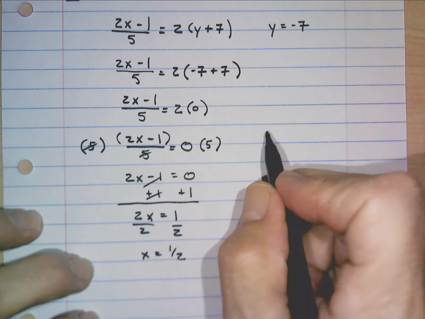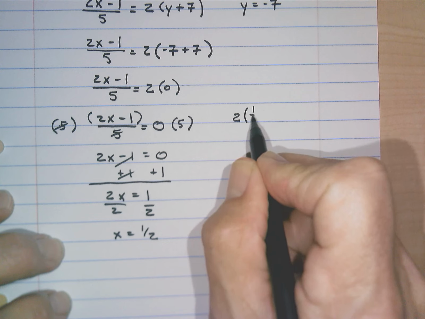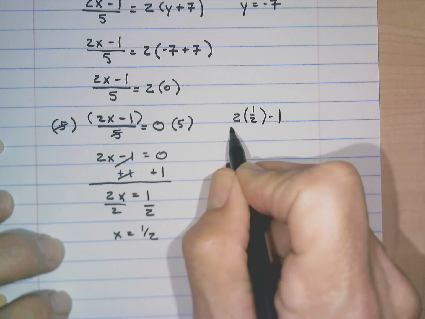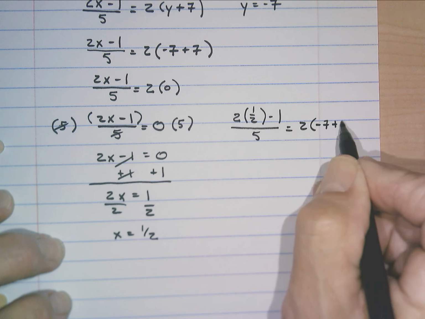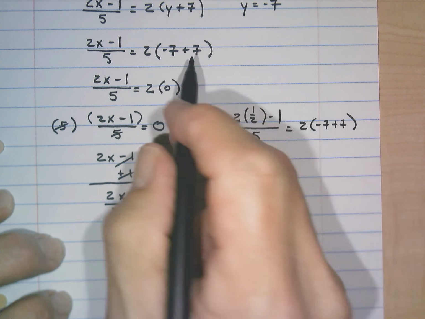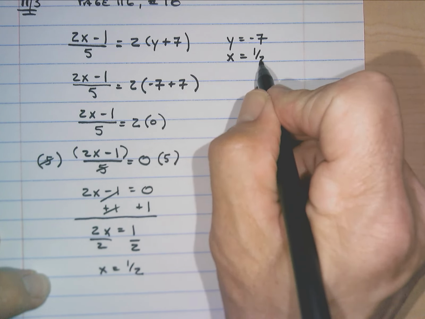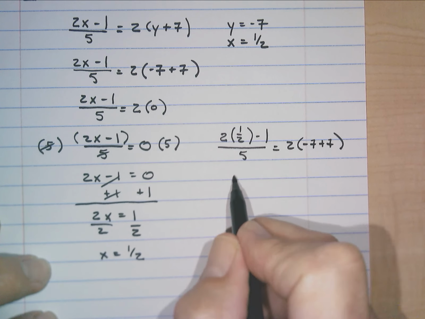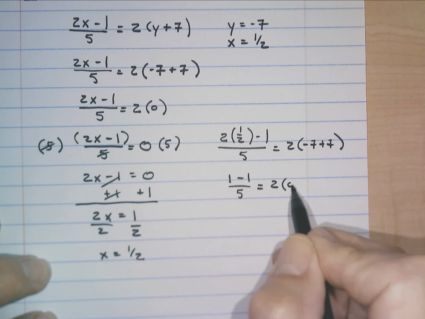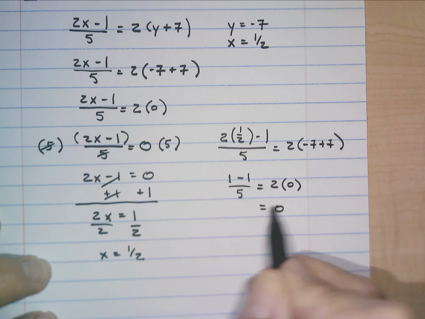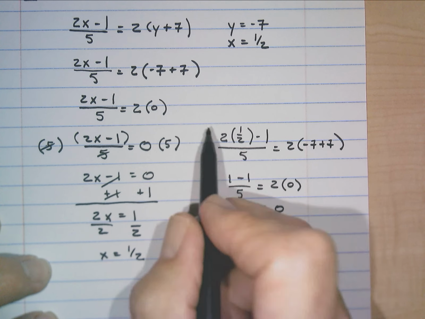Now, I could do the check of 2 times 1/2 minus 1 over 5 should equal 2 times -7 plus 7, because I am saying when y equals -7, x is going to equal 1/2. So this should balance out. I get 1 minus 1 over 5 equals 2 times 0. I get 0 over 5 equals 0. I get 0 equals 0. It all checks out.